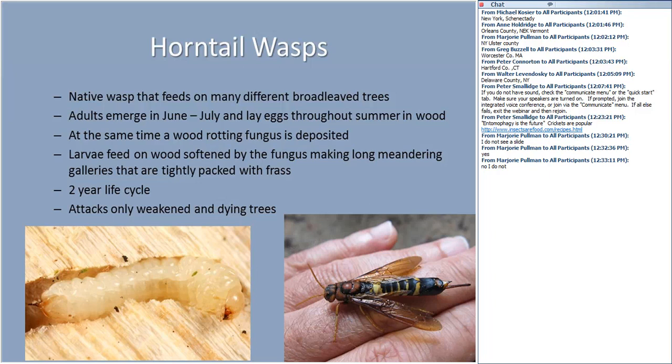And I've always been fascinated by the behavior, because it takes a long time for these parasitoids to get into the horntail wasps. I've seen them drilling holes into the wood, trying to find these hosts for like a half hour. And at the same time, they're vulnerable to birds.